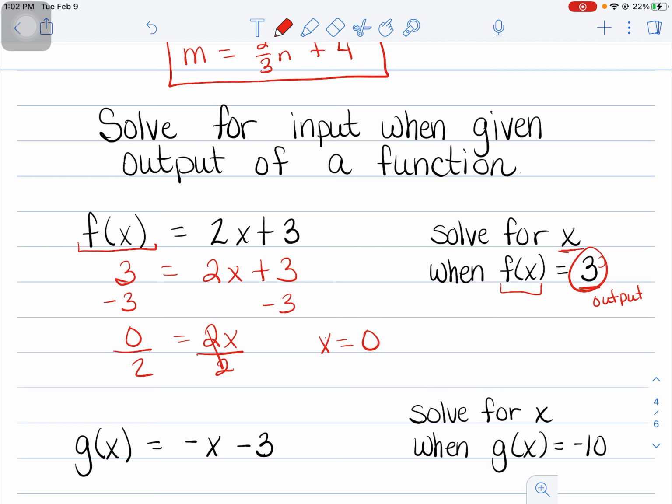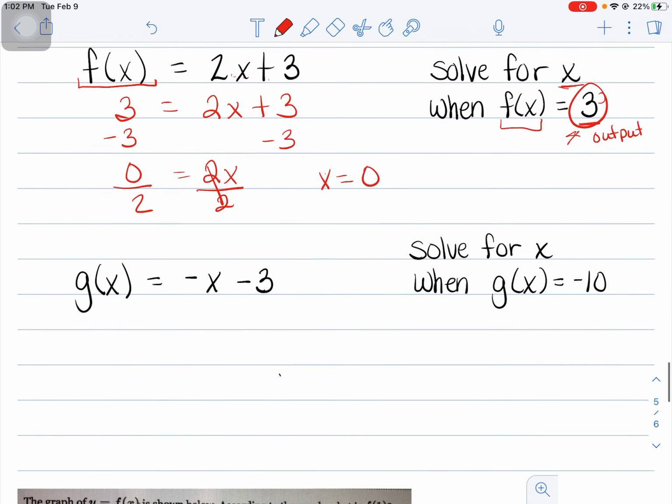And I can check to make sure that's right by plugging it back in. 2 times 0 got me 0, plus 3 gets me 3. And that was what my output started as. So let's try another one.